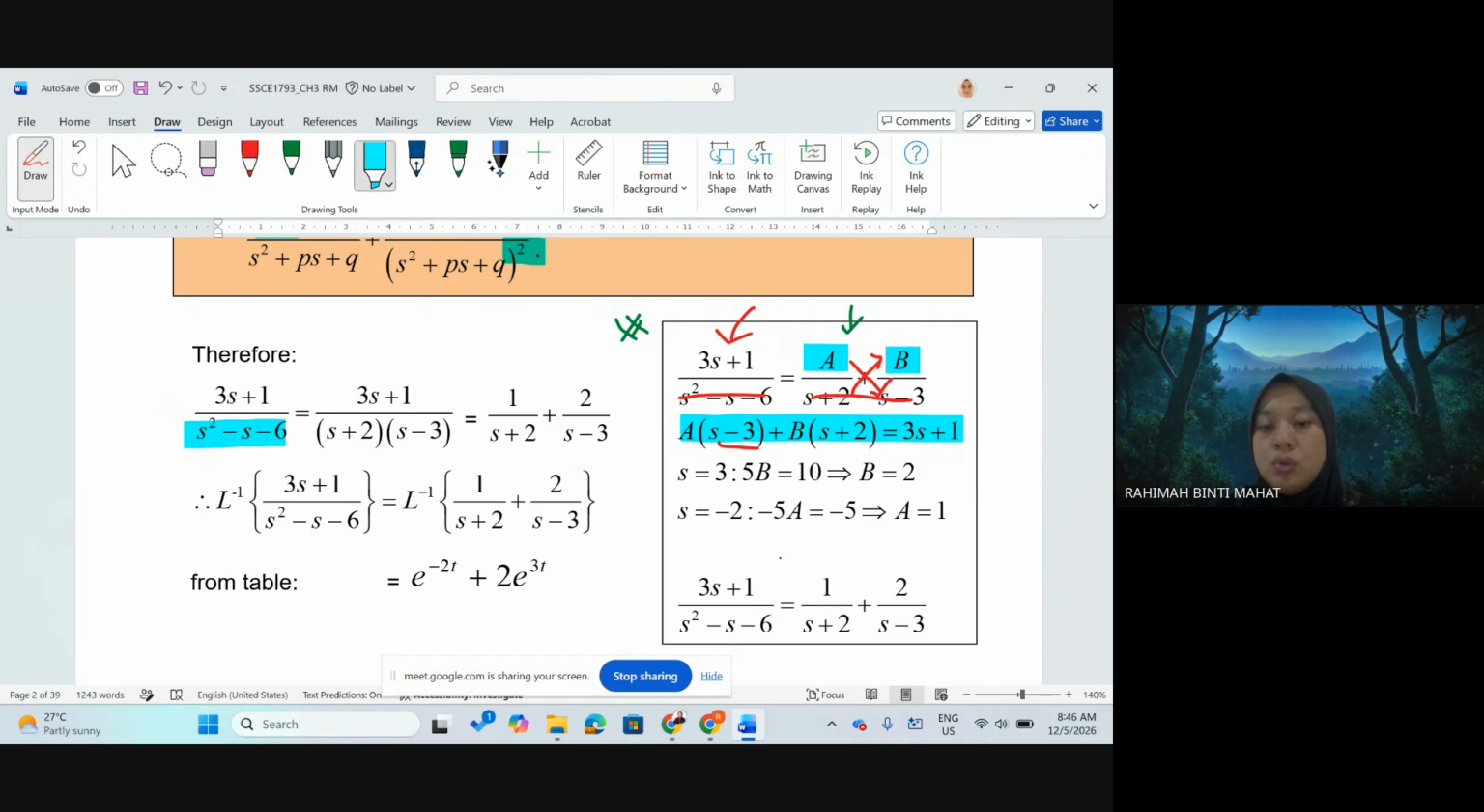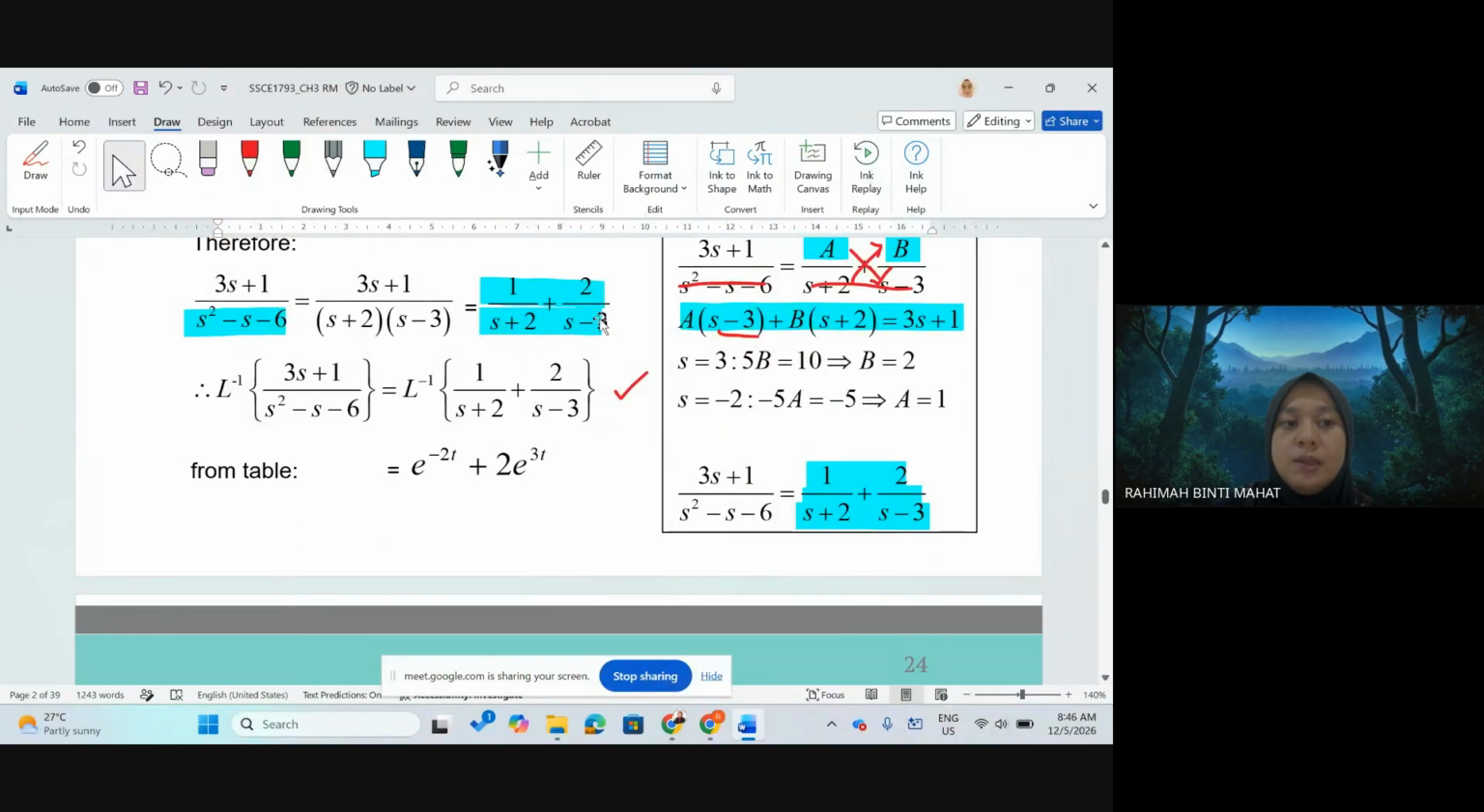So this is the value for the partial fraction. So you substitute back into the question, we get this. So that means you need to Laplace the new modified terms. You need to Laplace 1 over s plus 2 plus 2 over s minus 3. This one, you need to Laplace this term.